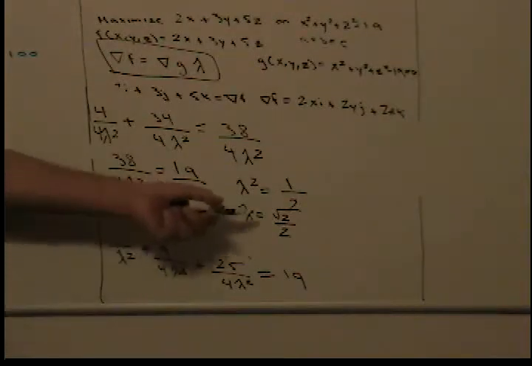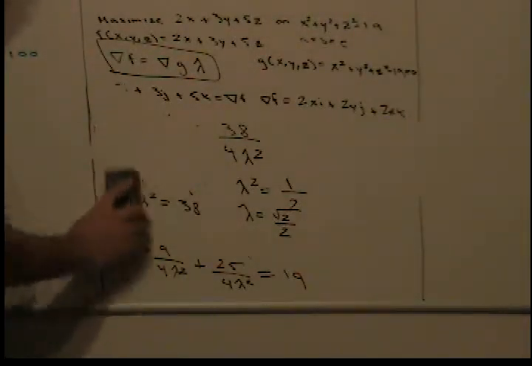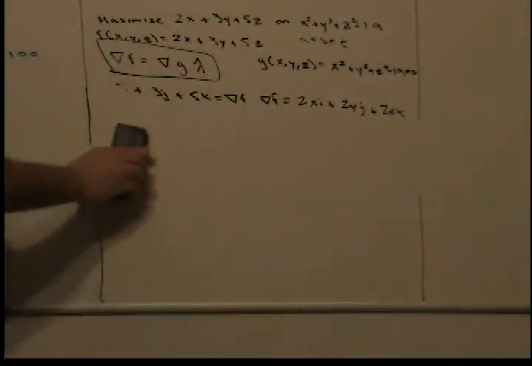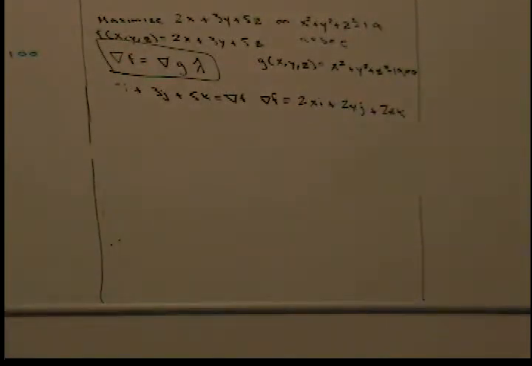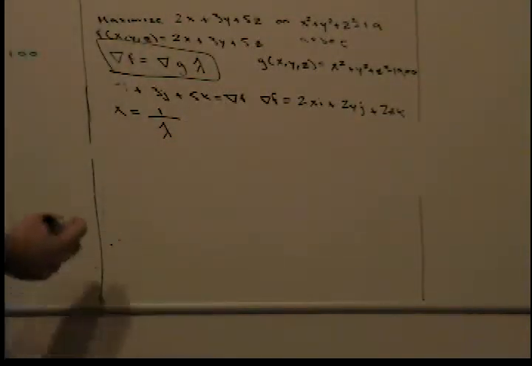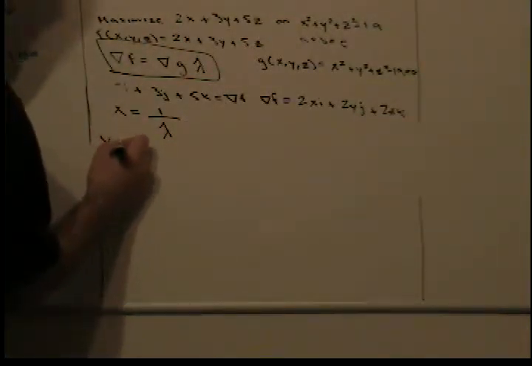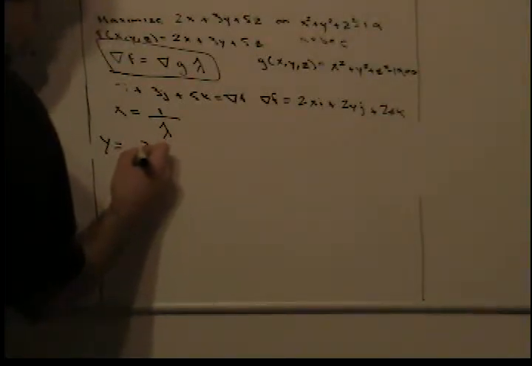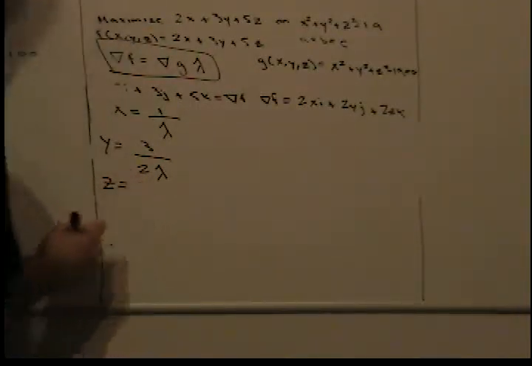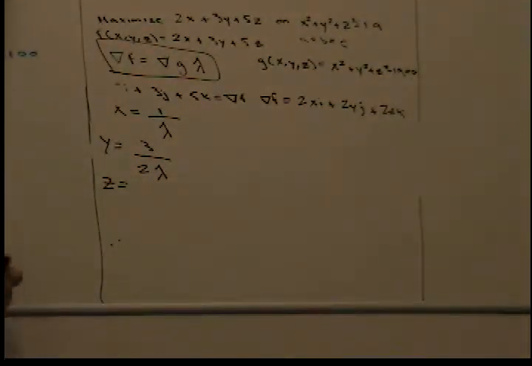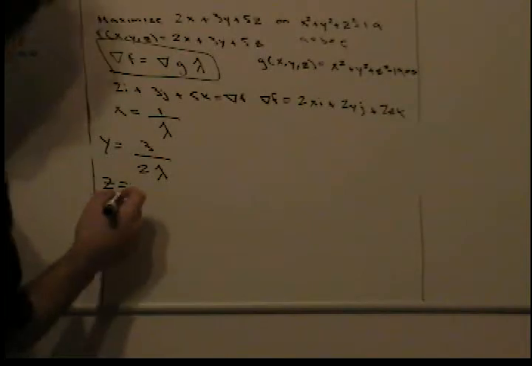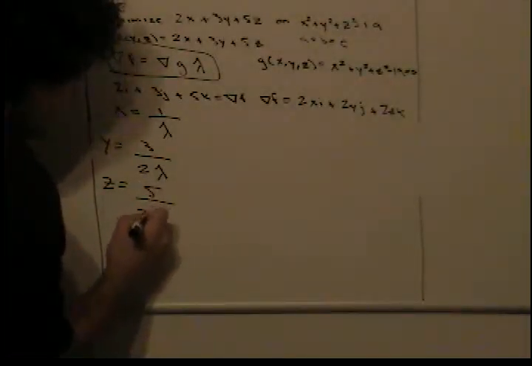So now we figured out that lambda equals square root of 2 over 2. Now if you remember from part 1 of our video, we solved for x, y, and z in the simultaneous equations, and we found out what each one equaled. We found out that x is equivalent to 1 over lambda, and we found that y is equivalent to 3 over 2 lambda, and we found that z equals 5 over 2 lambda.